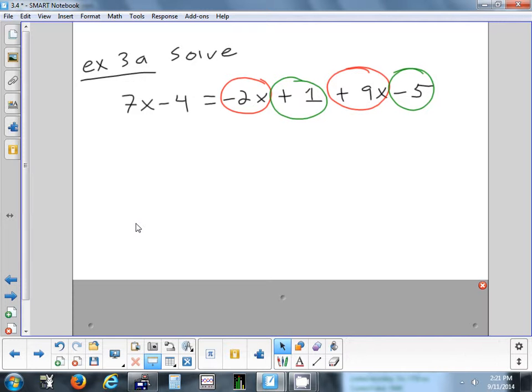Combine the reds and combine the greens, with their signs. Don't be afraid to use a calculator.